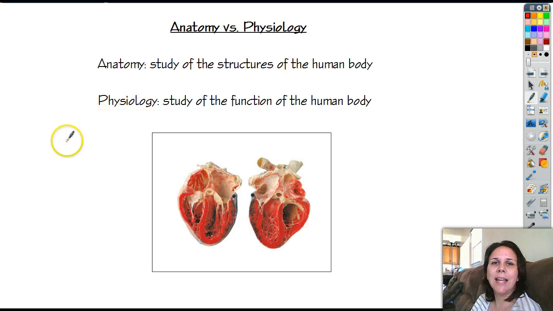The physiology is how the body works. What chemicals are found in your stomach that are responsible for digesting your food? How does the neuron of your brain conduct an impulse to your muscle and cause you to move? So whenever we call this class physiology, we really mean to call it anatomy and physiology because you really can't have one without the other.